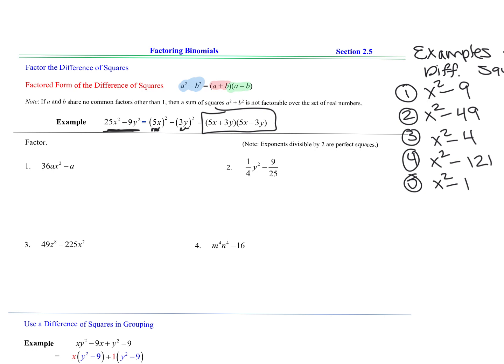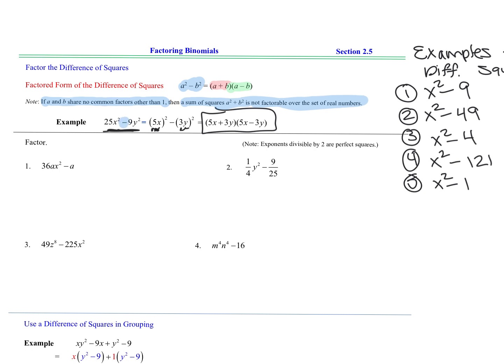It's important to note that if a and b share no common factors other than 1, then the sum of squares, a squared plus b squared, is not factorable over the set of real numbers. So it is called the difference of squares, not the sum of squares. So we really have to pay attention to that sign there.